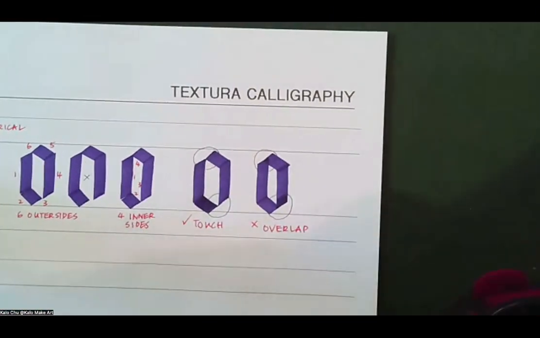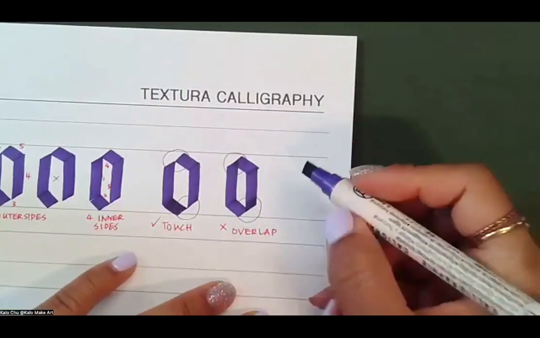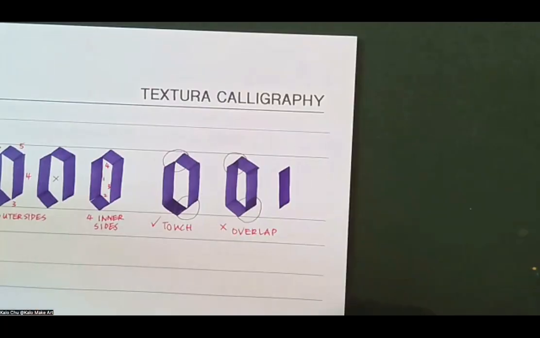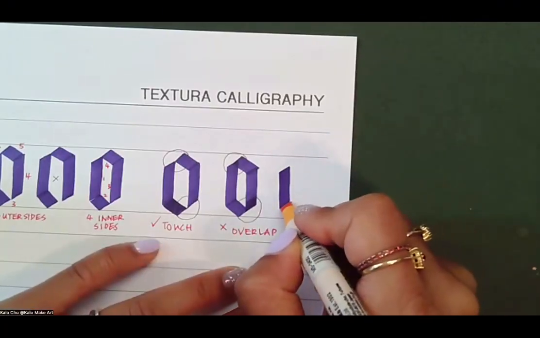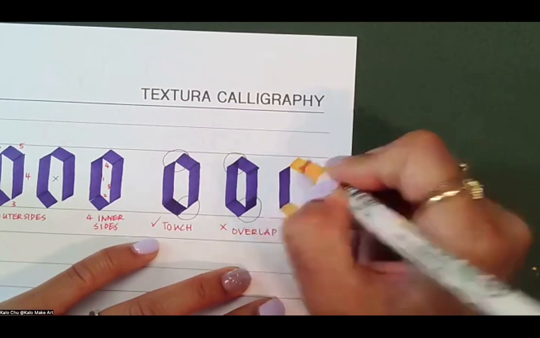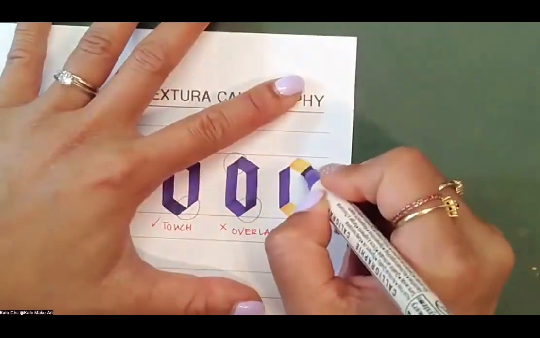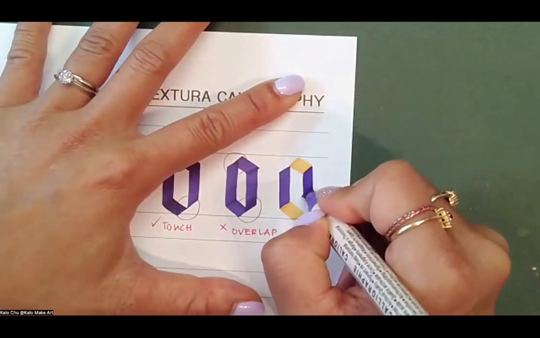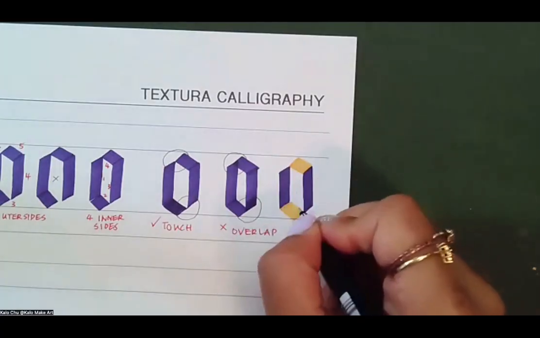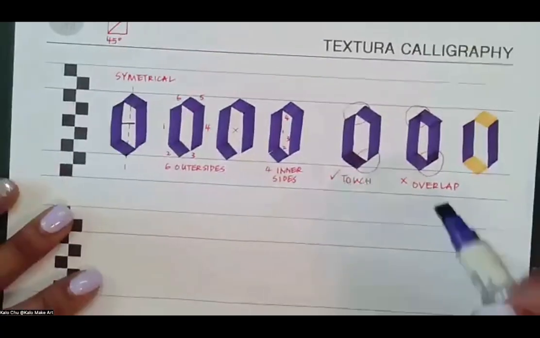Now, if I use a different color you can see it better. I'm going to change the color and you can see that clean connection. Okay, so this is what we're looking for. So these are important.